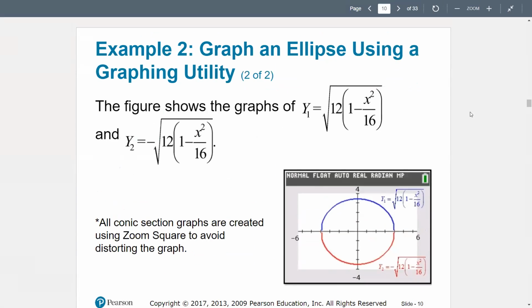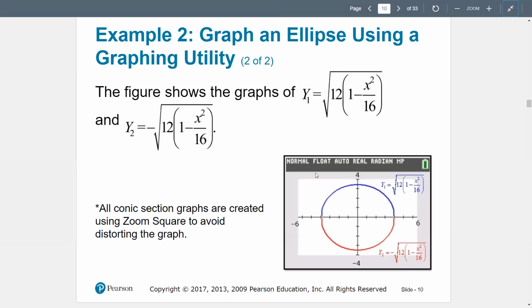So if you take a look at the next slide, that's what they show you that they do. Take a look at what they're telling you down there. They're saying all conic section graphs are created using zoom square to avoid distorting the graph. So if you try to use your regular calculator instead of Desmos, you're going to want to use zoom square. Okay. And you can see that, yes, they had to use two different equations in order to get the full ellipse to show up.